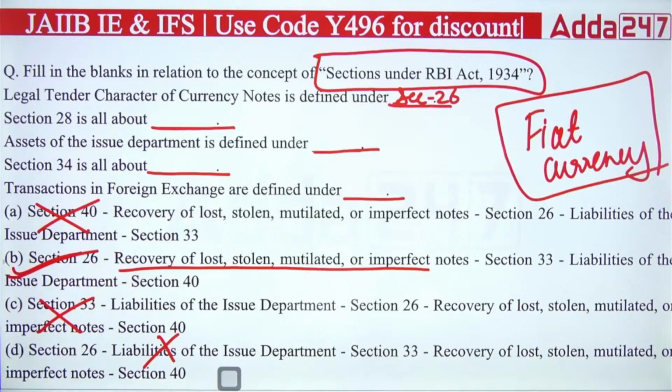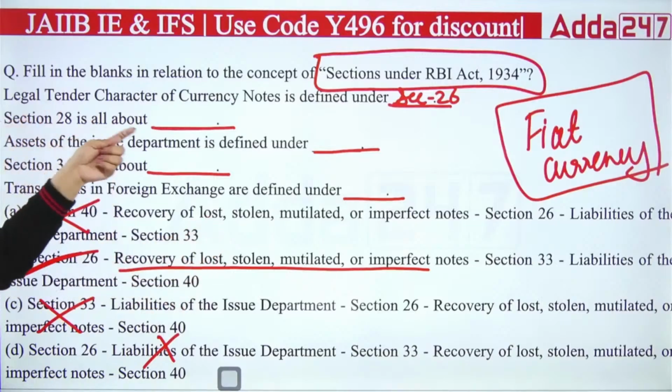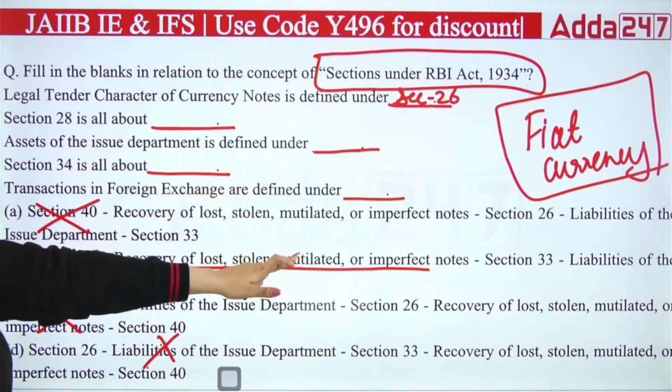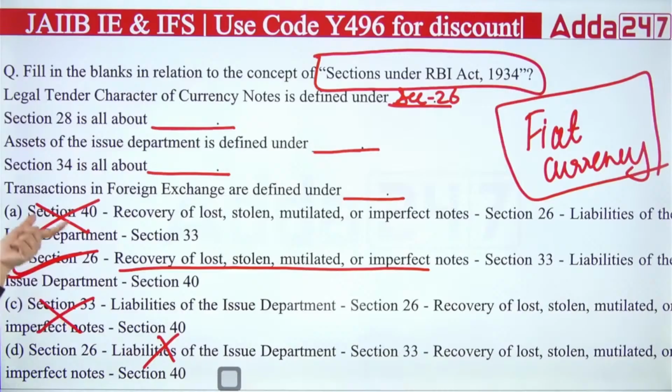First is section 22. Second, section 28 talks about the recovery of lost, stolen, mutilated or imperfect notes. Assets of the issue department are defined under section 33. Section 34 talks about the liabilities of the issue department, and transactions in foreign exchange are defined under section 40. So the right answer is B, not D. Okay, the right answer is B.